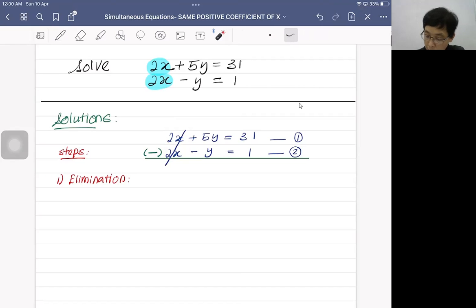And now you come to your y term, you have positive 5y. And now you notice minus and minus have actually become plus, right? We have learned that minus a negative becomes plus. Therefore, now you got 6y. And then now you got 31 minus 1. Conveniently, you get 30. Here we go.